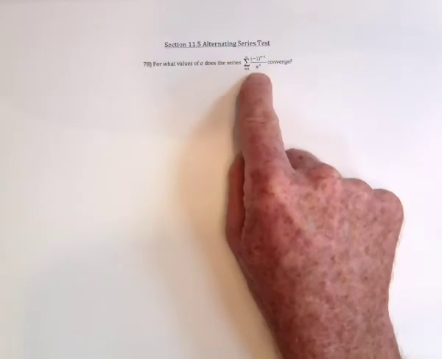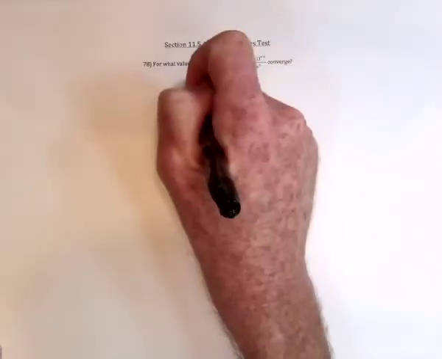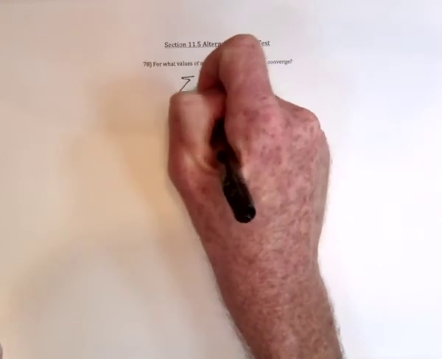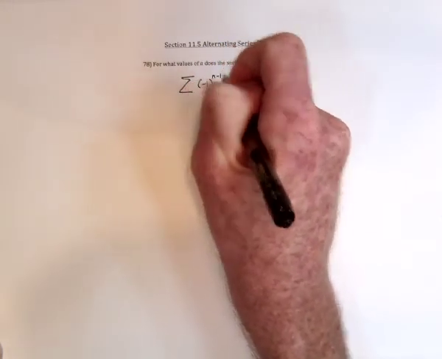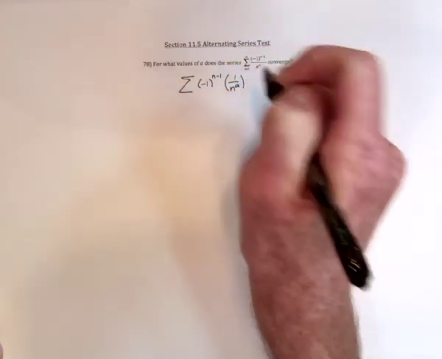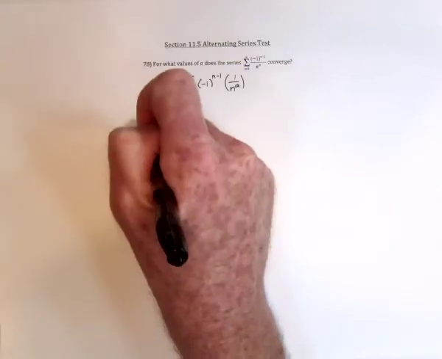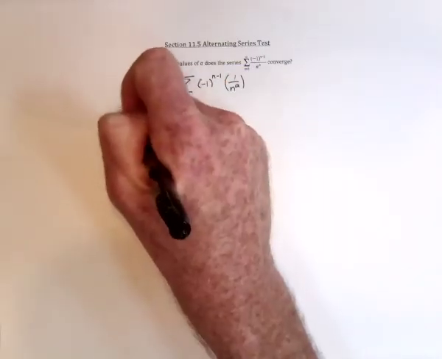The important part is that it's got 1 over n to the a. So this one really is of the form, it's got the alternating part, but then it's got 1 over n to the a. And for what values of a will this converge? There's two parts to the alternating series test.